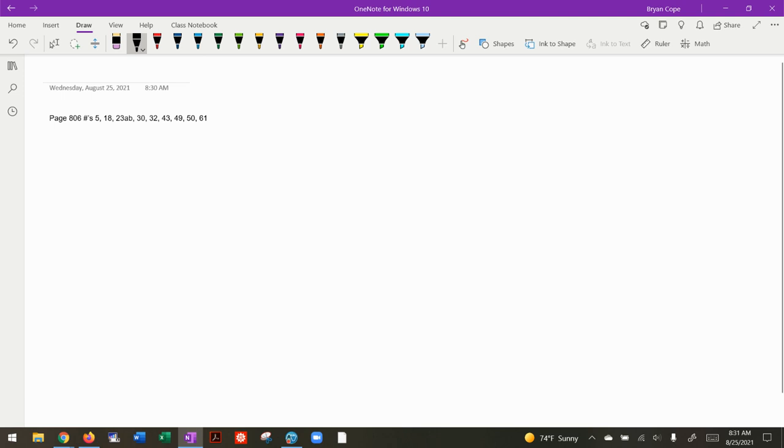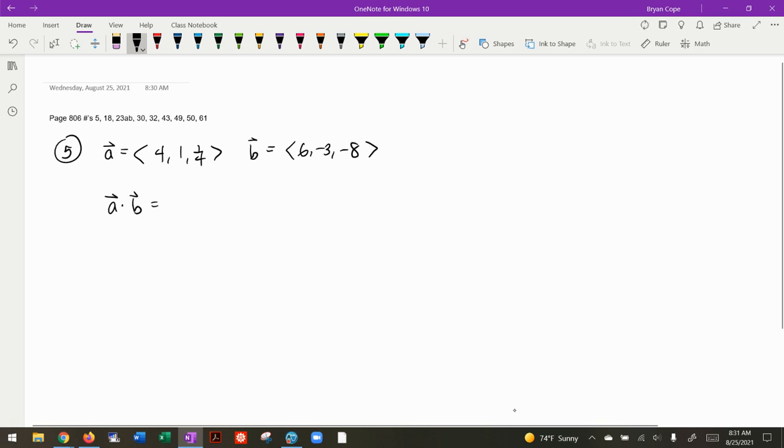Okay, so starting off with 5, we are just asked to find the dot product of A and B. So this should be very straightforward. A is 4, 1, 1/4, and B is 6, -3, -8, and if we take the dot product A dot B, we've got 4 times 6, 24, 1 times -3 is -3, and 1/4 times -8 is -2, and so 24 minus 5 gives us a solution of 19. So our dot product there is 19. All right, next we'll look at 18.